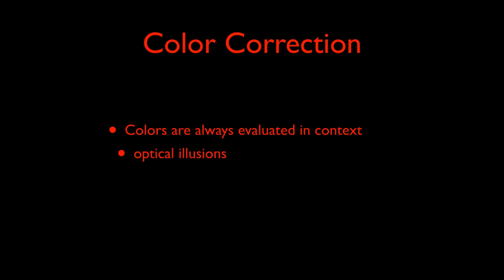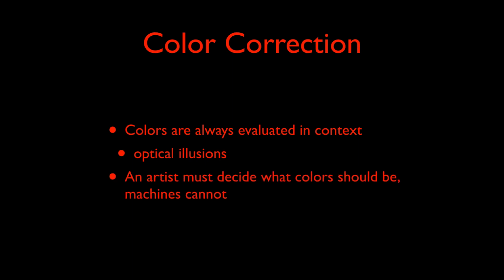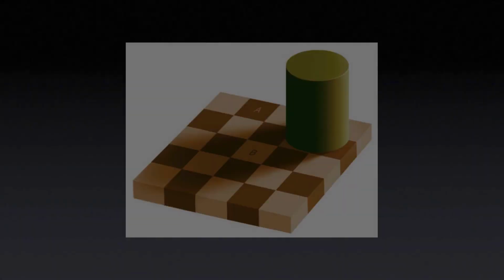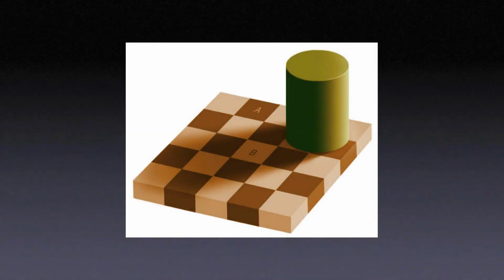Color management is not the same thing as color correction. Color correction is a human creative activity. Colors are always evaluated in context, and this feature of the human visual system is what is responsible for optical illusions, and we're going to look at some of these in a minute. Because of this, the human artist must decide what colors should look like in an image. A machine by itself cannot do this automatically. So let's look at a few interesting optical illusions.